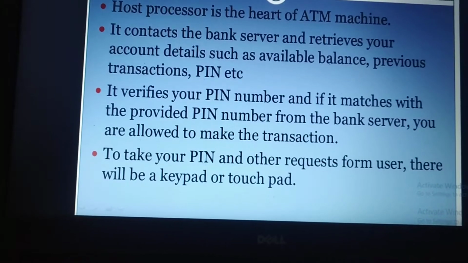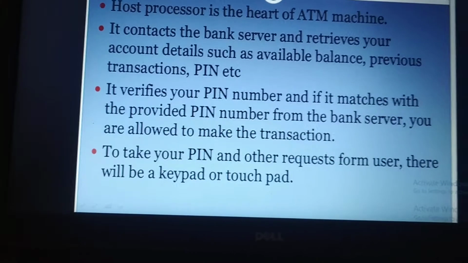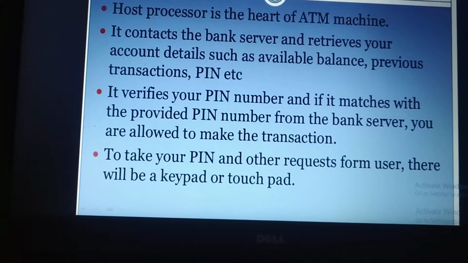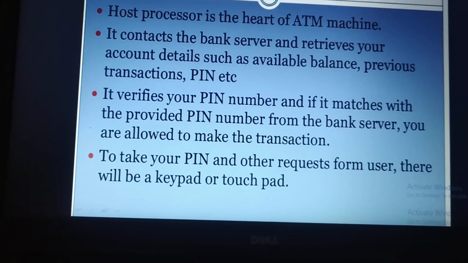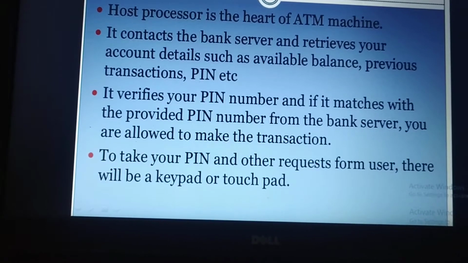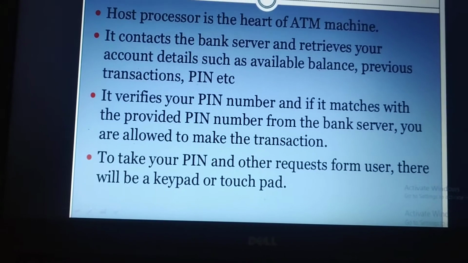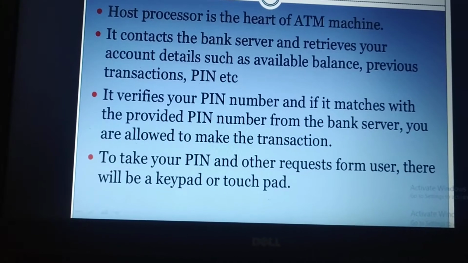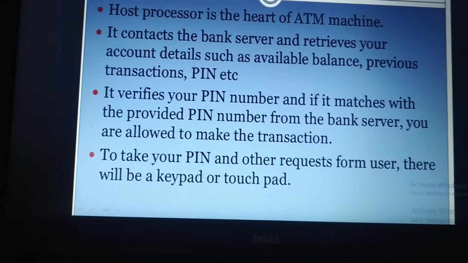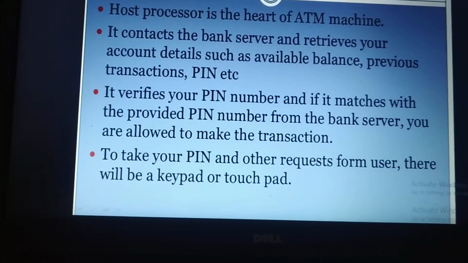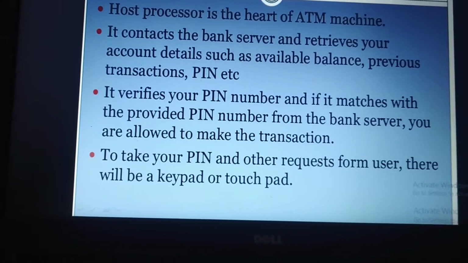It contacts the bank server and retrieves your account details such as available balance, previous transactions, PIN numbers, etc. Your host server is always connected to your bank server, and through that we can access your bank server. It verifies your PIN number and matches it with the PIN number you provide to the ATM machine. Suppose the PIN number is wrong, then you are not able to access your bank server.